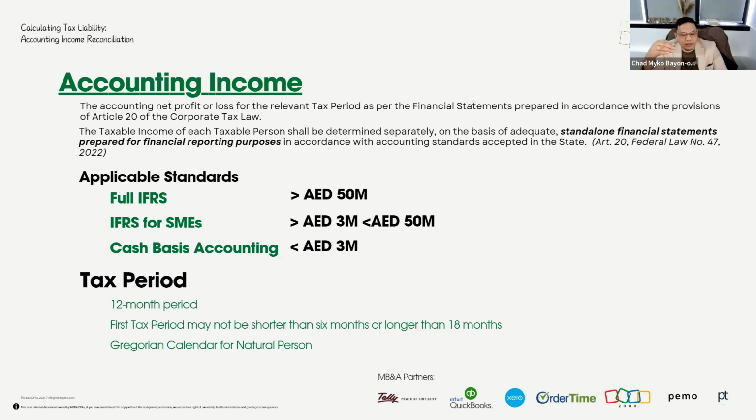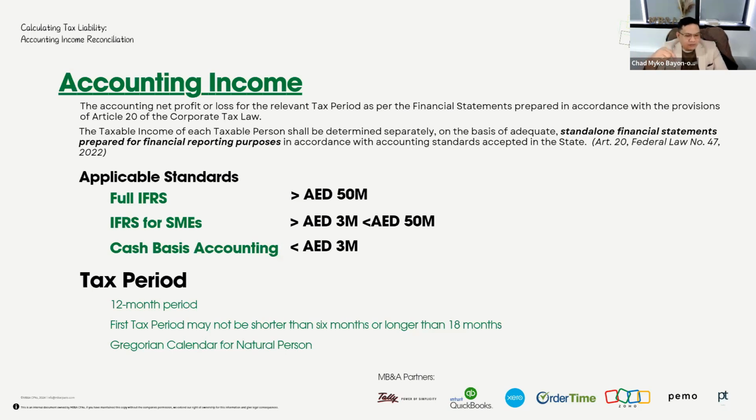So if you wanted to make it more simplified in your books of accounts, then you do IFRS for SMEs if ever your revenue is more than 3 million and less than 50 million. But again, if ever your revenue is more than 50 million, you have to follow full IFRS.